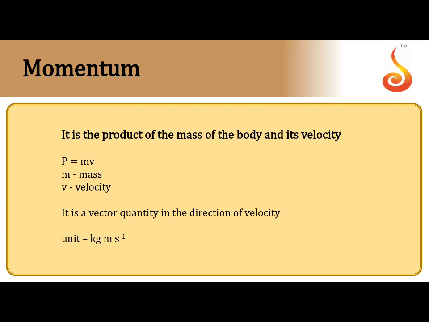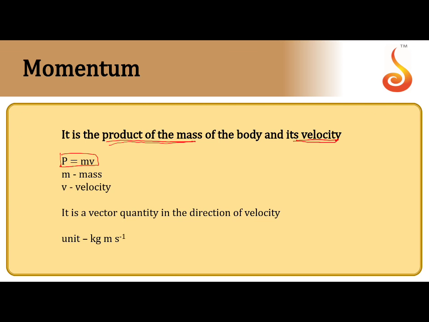Now we will go to the next concept called momentum. Momentum is defined as the product of the mass of the body and its velocity. It is given by P equal to mass into velocity, where m is the mass and v is the velocity.